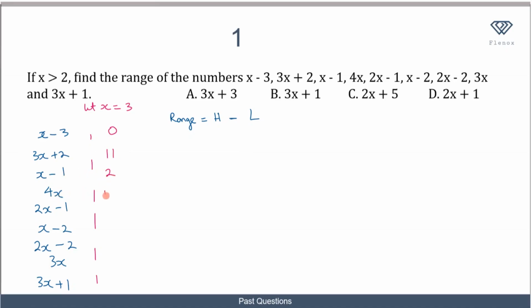3 times 4 is 12. 3 times 2 is 6 minus 1 gives me 5. 3 minus 2 is 1. 3 times 2 is 6 minus 2 is 4. 3 times 3 is 9. And 3 times 3 is 9 plus 1 gives me 10.